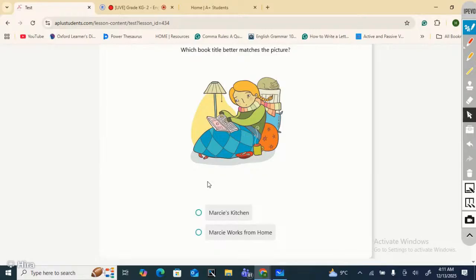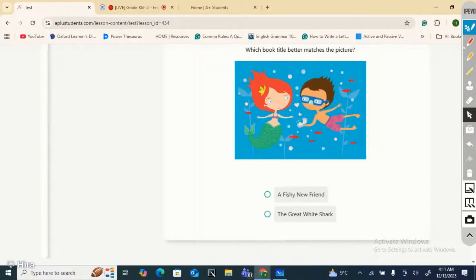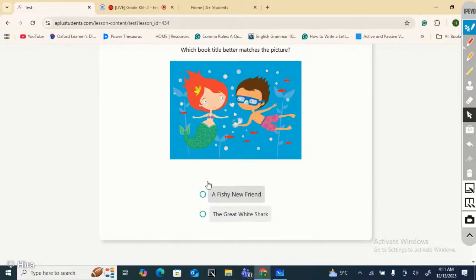Does it look like Marcy's Kitchen? Well, no. She's sitting maybe on her bed, and there is a laptop in her lap, and she's looking as if she's working. So, Marcy Works from Home seems a better option. Next, A Fishy New Friend or The Great White Shark. Which book title better matches the picture?